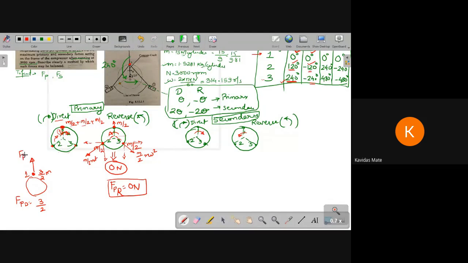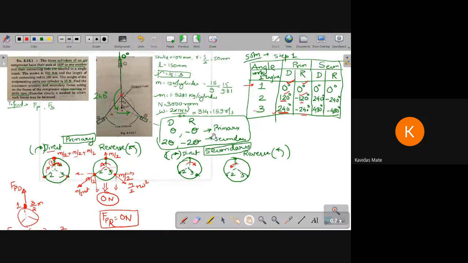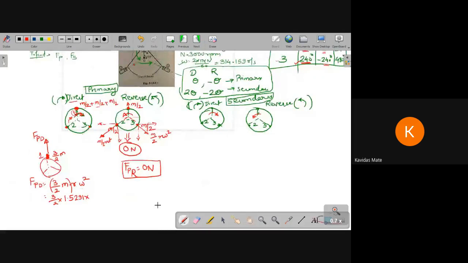So the magnitude of force over here, Fp direct, will be 3 by 2 times m into r, this is the entire mass, located at point number 1, into omega square. So 3 by 2 into m. What is the value of m? M is 1.5291. You know the value of R. What is the value of R? R is 50 mm.